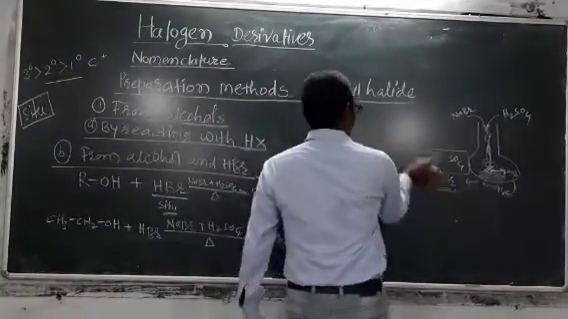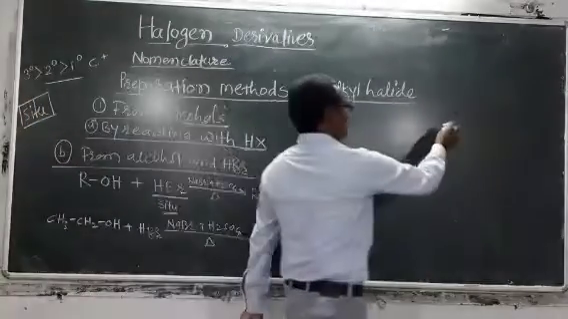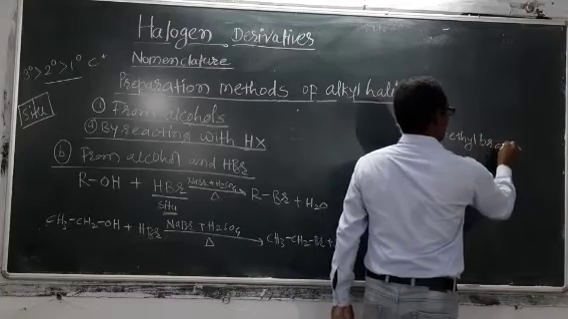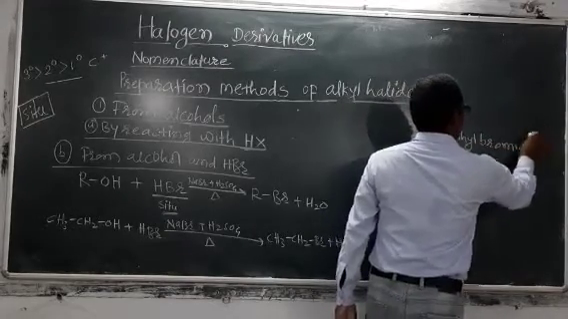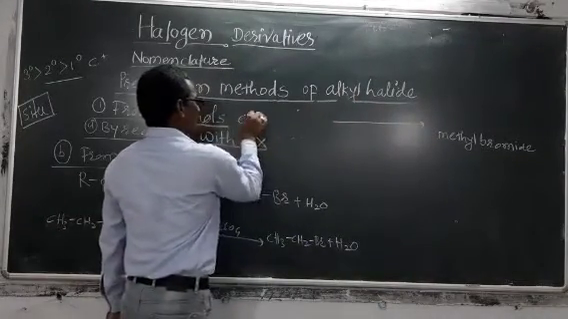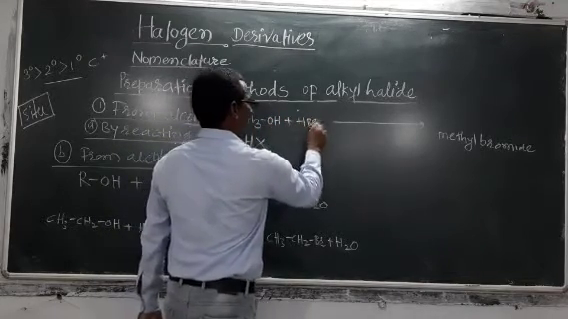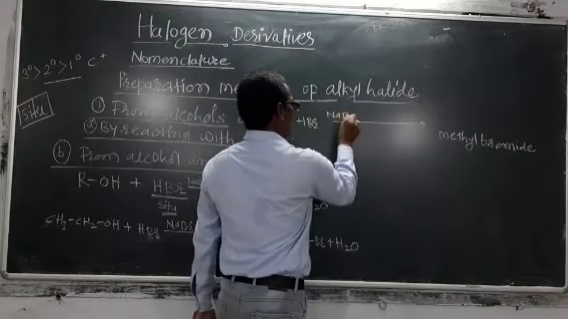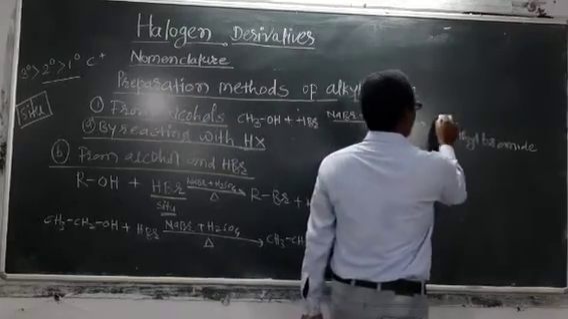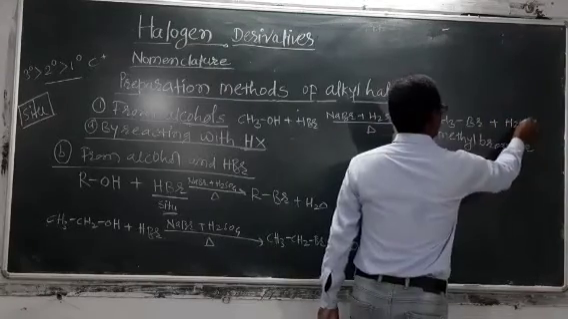Now another example. Suppose we have to prepare methyl bromide. How will we prepare? We will prepare it this way. What alcohol do we have to choose here? Methyl alcohol plus HBr, on the arrow write NaBr plus H2SO4, heat it, and we will get the product CH3Br plus H2O.